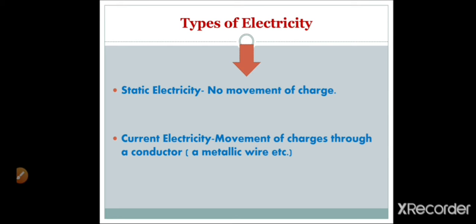So such charge does not move anywhere, it remains accumulated at a place. Such type of electricity is called static electricity. Now second is current electricity. In this type of electricity there is movement of charges through a conductor, whether it is a metallic wire or an electrolyte solution. So in this chapter we shall study about current electricity.